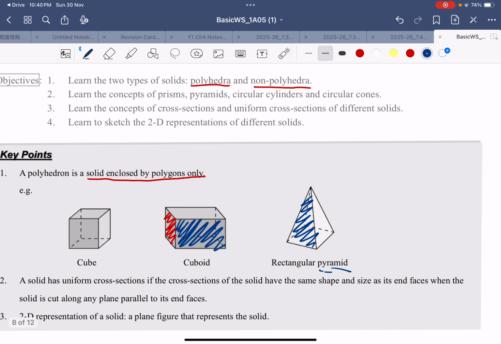Okay, now we have to know some concepts about a prism as well. A pyramid, circular cylinders, and circular cones. And then we have to learn the concept of cross-section. And also distinguish between uniform cross-sections and non-uniform cross-sections. Okay, we will skip this 2D representation to learn the sketch. We don't need to learn the sketch.